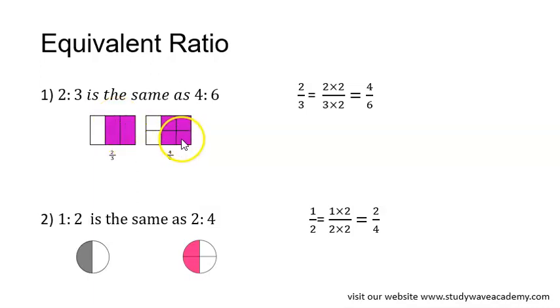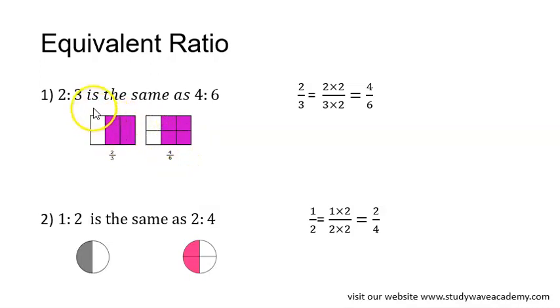In this image, we are seeing that the first one is 2 over 3. 2 parts are shaded and it is divided into 3, right? And here, 4 parts are shaded and it is divided into 6. But they are still looking the same, right? Yes. So equivalent ratios are 2 ratios looking different but they are the same.